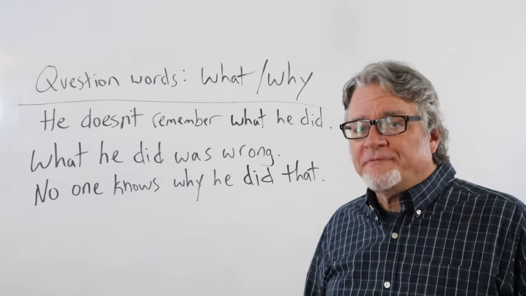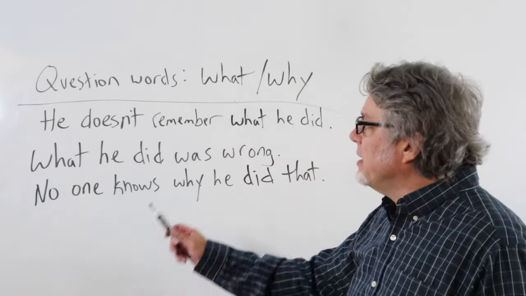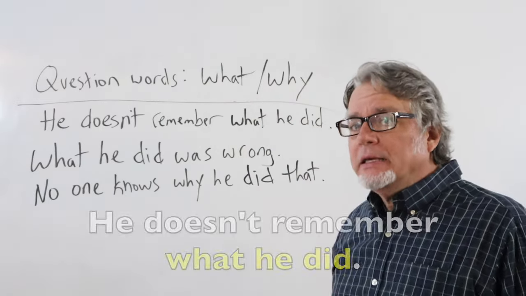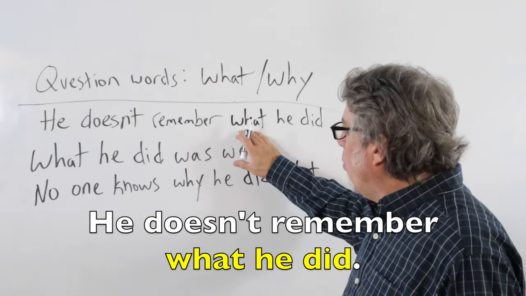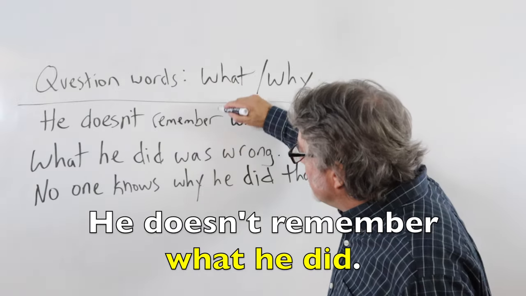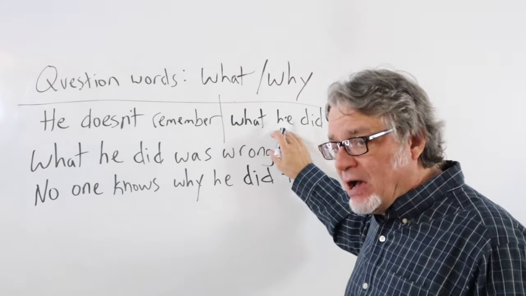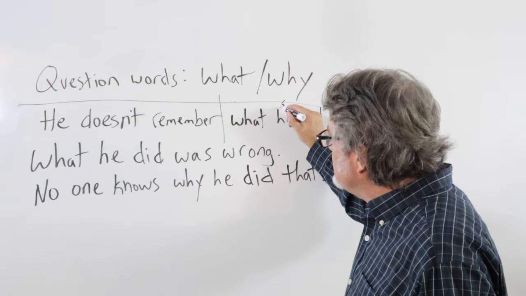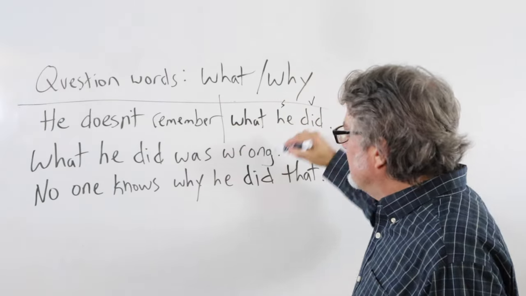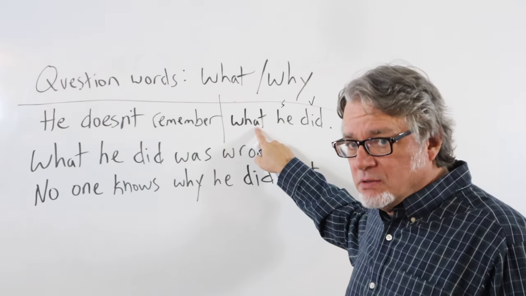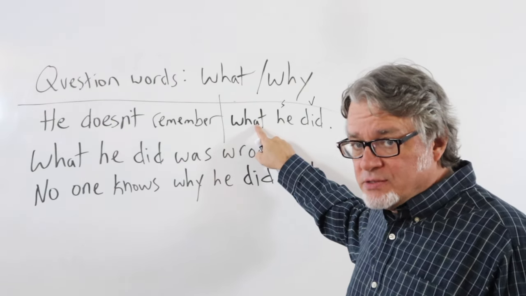Noun clauses often use question words. Here, we'll use what and why. He doesn't remember what he did. Here's the first part of the statement, and then here's the noun clause. This is the subject, this is the verb, and this word introduces the noun clause. We don't know what this is.